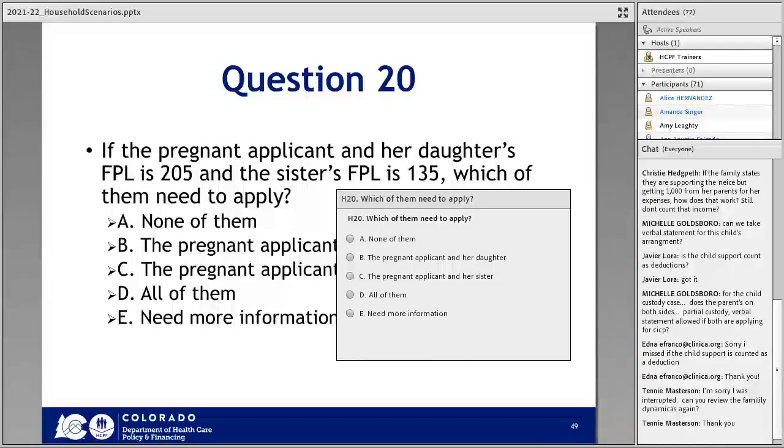These are all the same options, but now you have some more information. All right, a few more seconds on this one. All right.